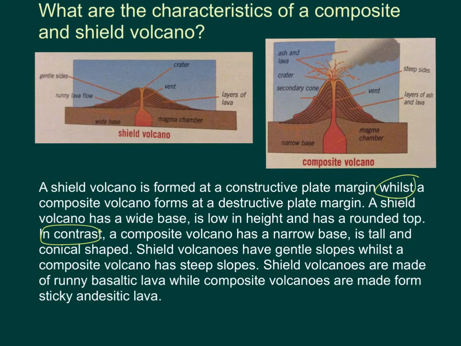Again, my points are being linked, so I've got a direct comparison between the two. Shield volcanoes have gentle slopes, whilst a composite volcano has steep slopes. Shield volcanoes are made of runny basaltic lava, while composite volcanoes are made from sticky andesitic lava. So within this answer, I have got 4 connectives being used to link the points, and whilst I've said one thing about one type of volcano, I've then said the same characteristic about the other type of volcano. This is what we call like for like, and is the structure that you need to use on compare questions.